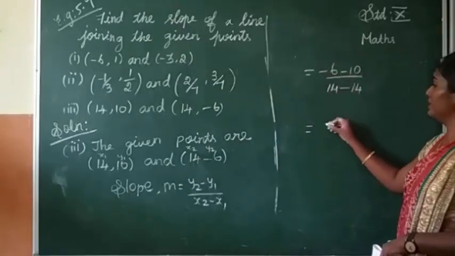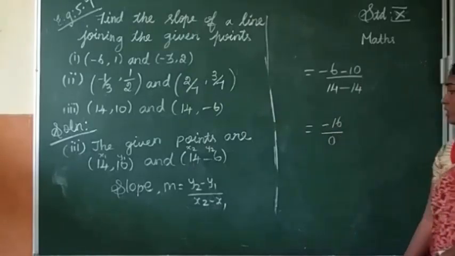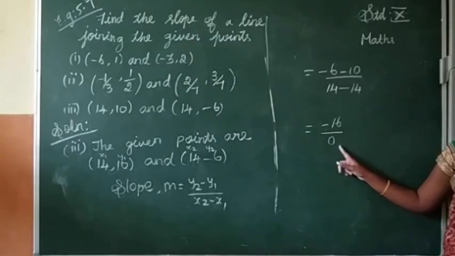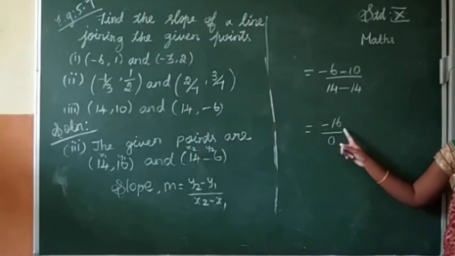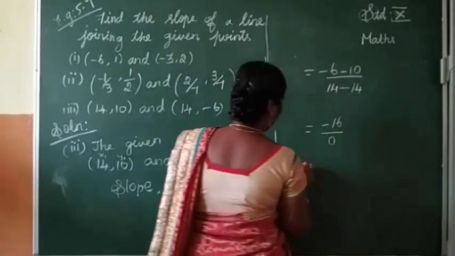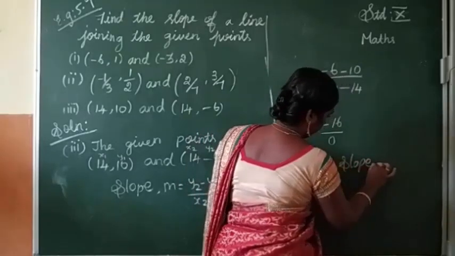Same sign, so add it, you will get minus 16 divided by 14 minus 14, 0. See here, the denominator is 0. In this case, when the denominator is 0, we are not able to divide that number. So, the slope is undefined. Therefore, the slope is undefined.